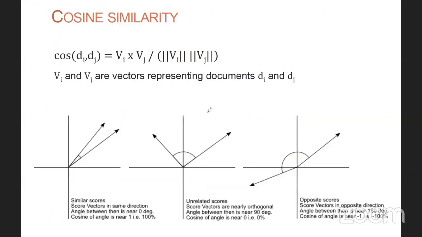Right. So this is the cosine similarity between the two vectors vi and vj. Here, the angle between the two vectors, this is vi, this is vj, and if the angle is low, then they are similar. If the angle is very high, unrelated scores and opposite scores mean the vectors are very opposite. The documents are very non-similar documents. We can understand it like that.